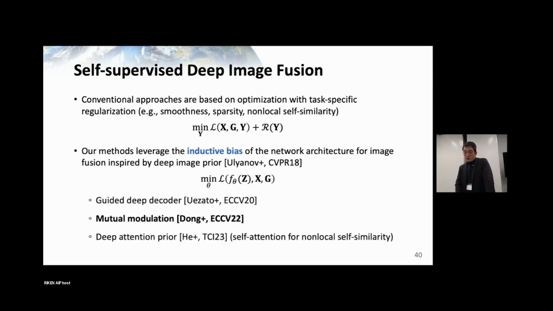In our work listed here at the bottom, Deep Attention Prior, if we stack self-attention layers, it has a good capability to fit to non-local self-similarity, which is quite important in image processing, which is useful for image inverse problems. So instead of optimizing the target imagery, we can change the task to optimize the parameters of the networks, just using input images.